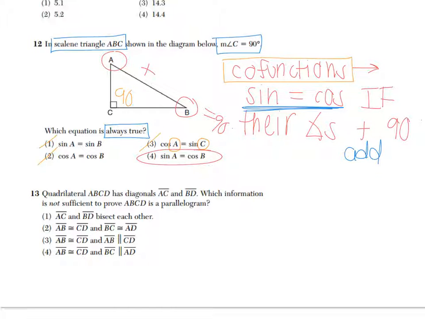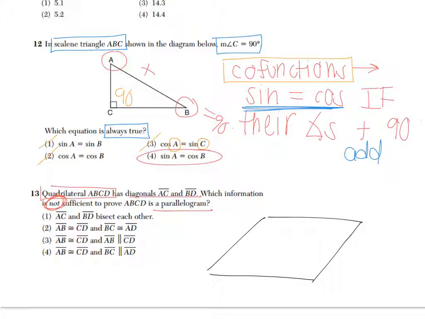Likewise, question 13. This is a question on quadrilaterals. It says a quadrilateral ABCD has two diagonals drawn in. Which information is not sufficient to prove that this shape is a parallelogram? So the first thing I'm going to do is simply sketch a parallelogram as best as I can.